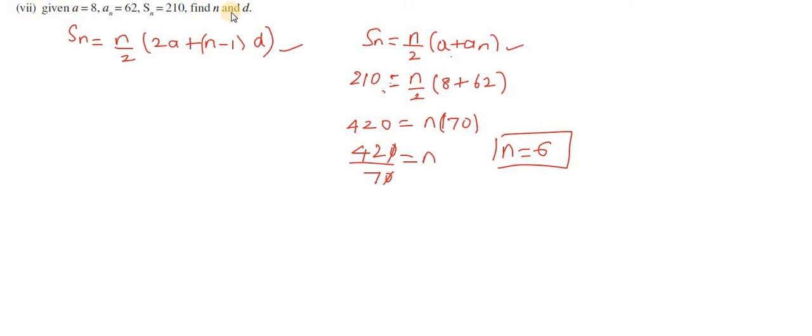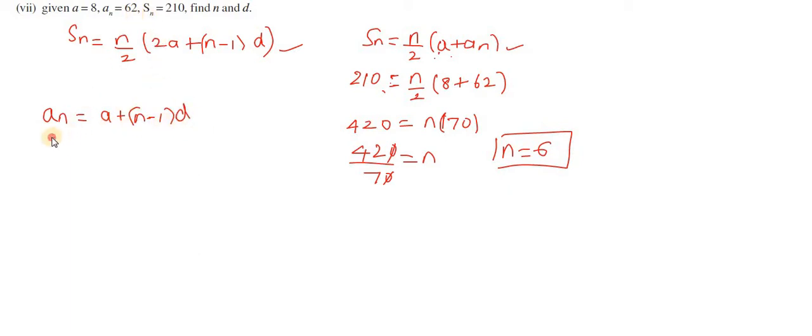Okay, we found n. Now what we need to find is d. So how to find d? Even you can use the Sn formula, but it becomes lengthy, or else you can go for this: an is equal to a plus (n minus 1) into d. Why? Because we know all the parameters.